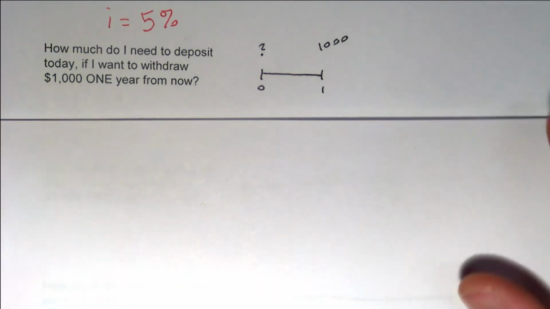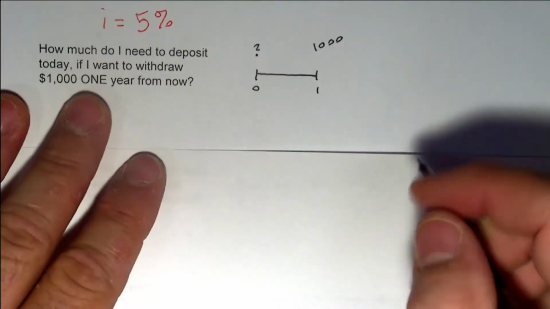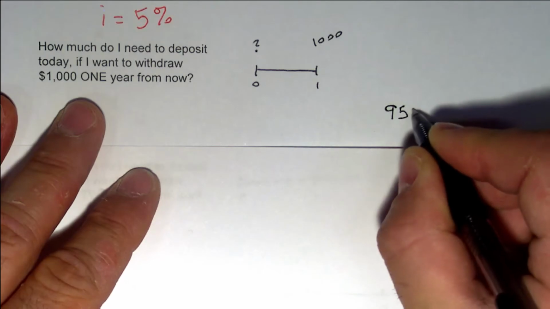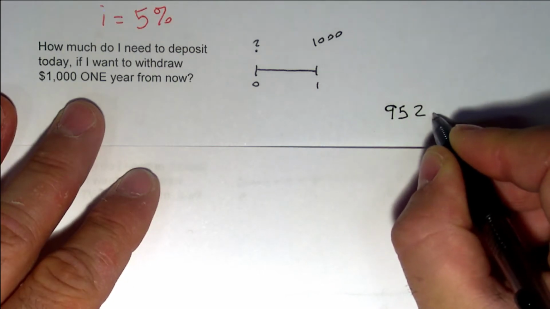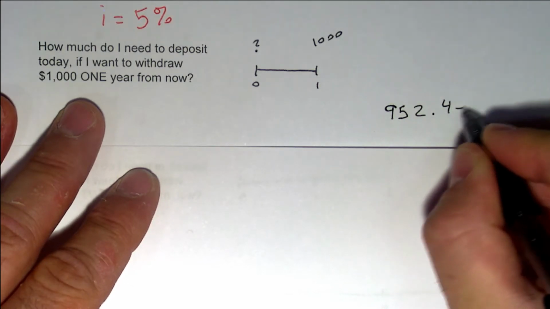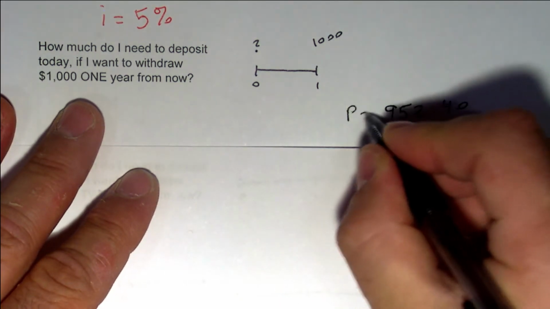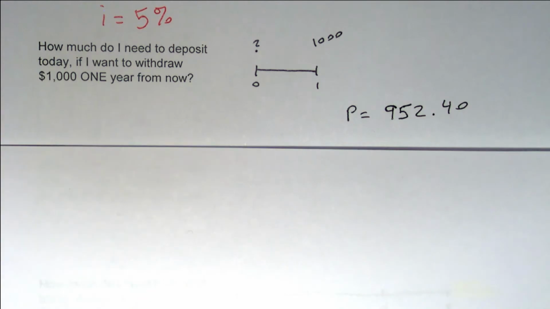What answer did you get, group 1? 952.40. Say that again, 942? 952.40. 952.40? Yes. Right there. Okay, cool.